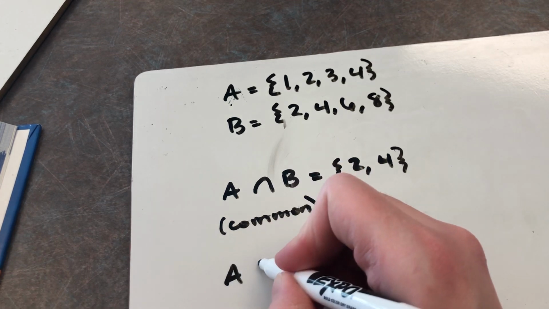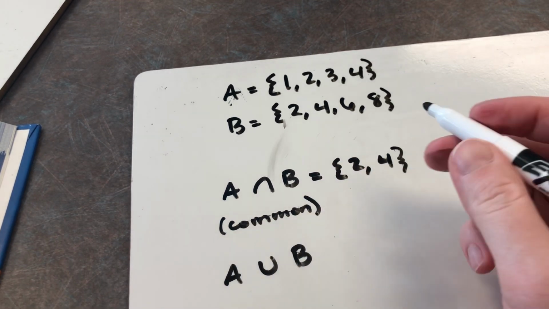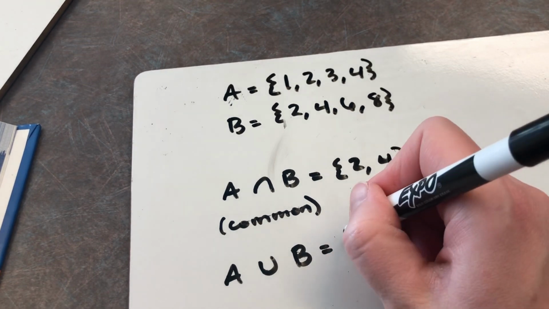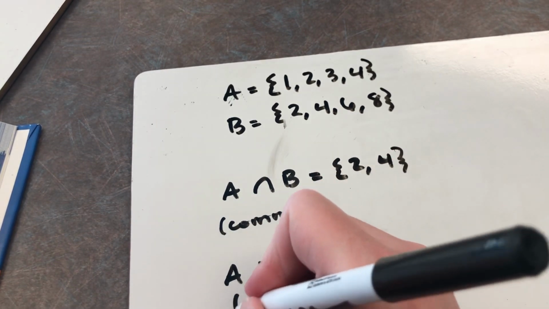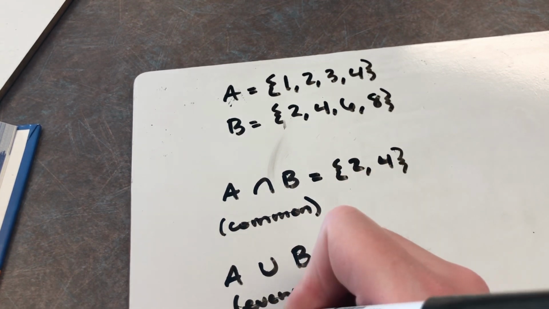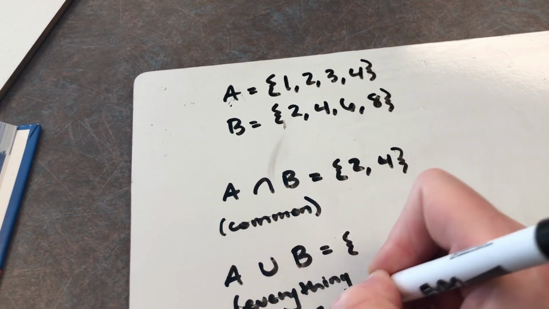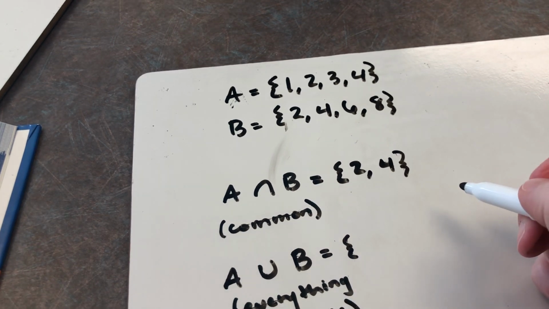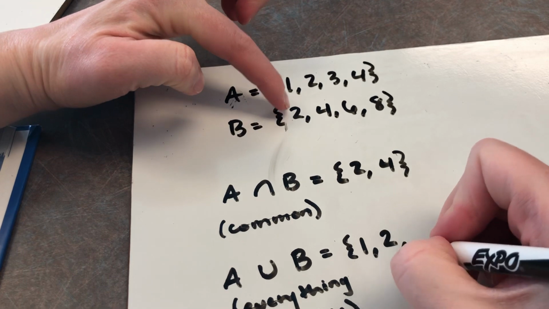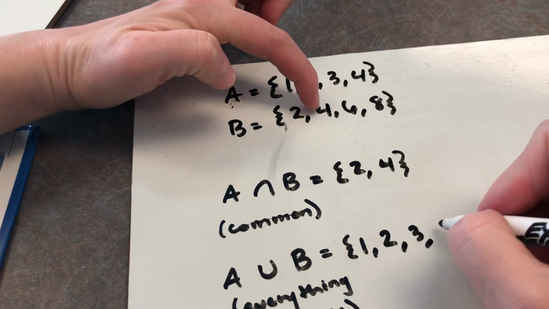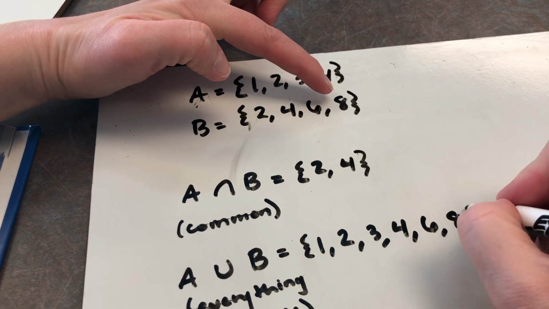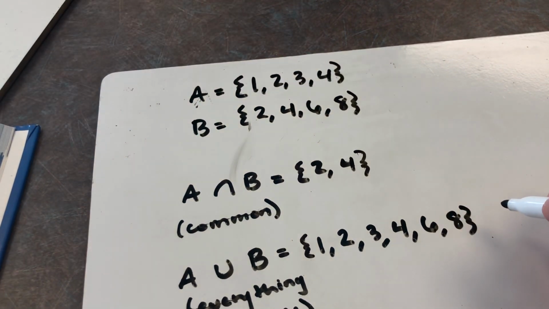But if we were looking for the union of A and B, that would be every number that you see, because a union is when everything is brought to the table. So everything you see. You only have to list each thing once. So we have a 1, we have a 2, we have a 3, we have a 4, we have a 6, and we have an 8. All right?